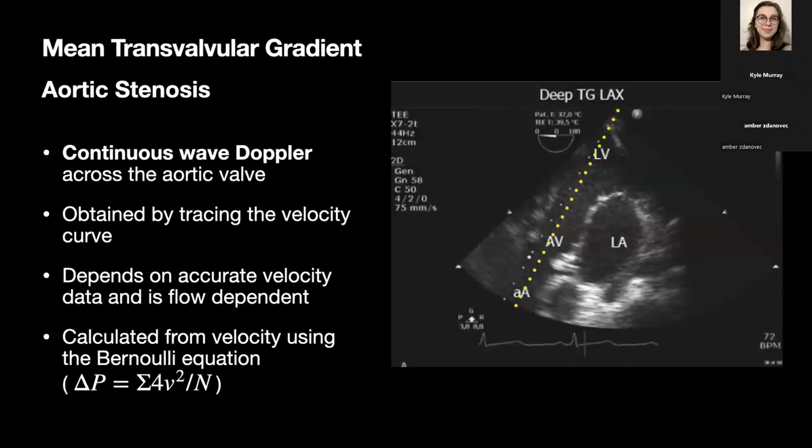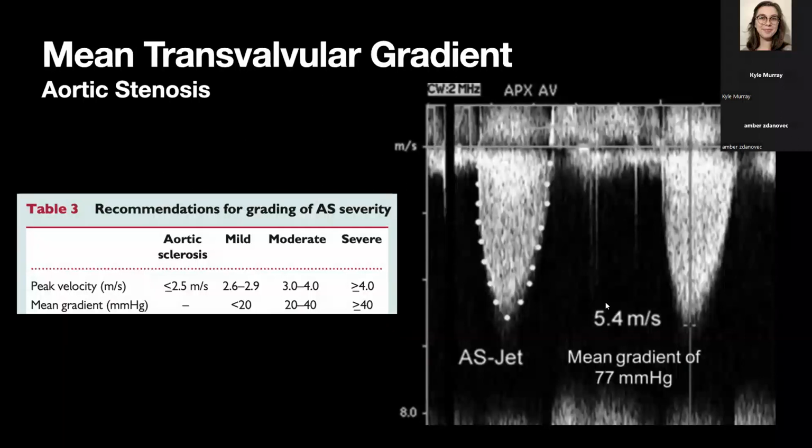Now you're going to use that exact same tracing to find your transvalvular gradient. That's just the pressure gradient across the valve. Just like with velocity, if the pressure gradient goes up, your severity is going to go up. You do have to remember that this is going to be flow dependent. So if your LV is not pumping very well, you might not have high gradients. We'll get to that a little bit later. Basically the gradient is calculated from the velocity using Bernoulli's equation. But you don't have to worry about that because as long as you trace it, the computer will give you a gradient, a mean gradient.